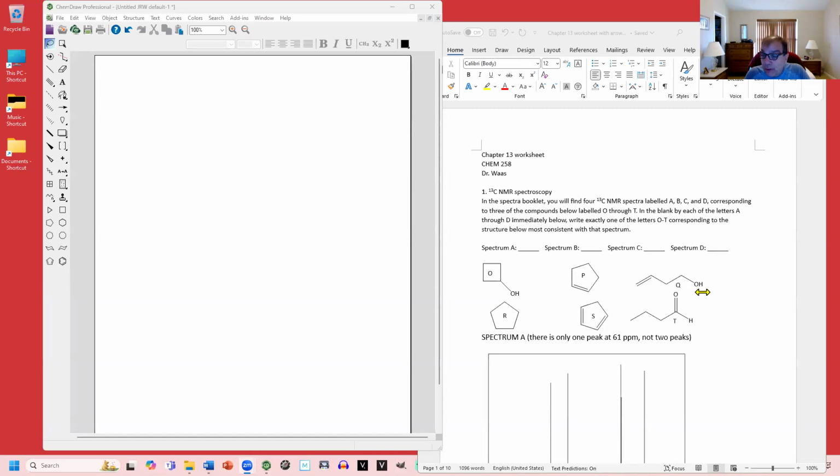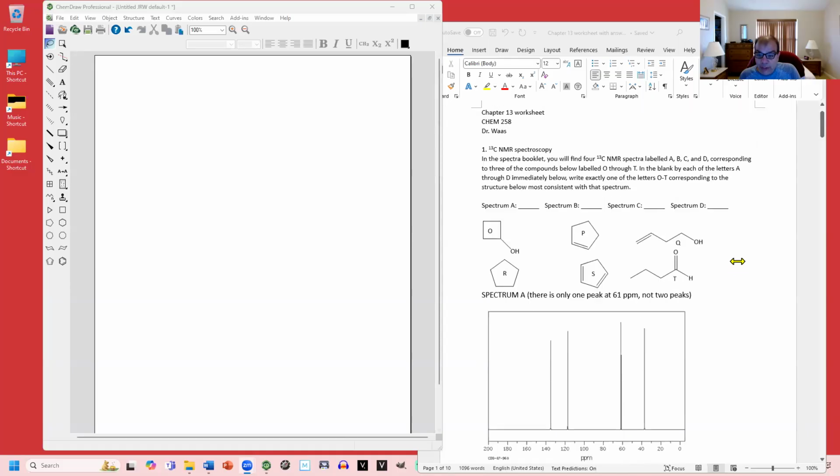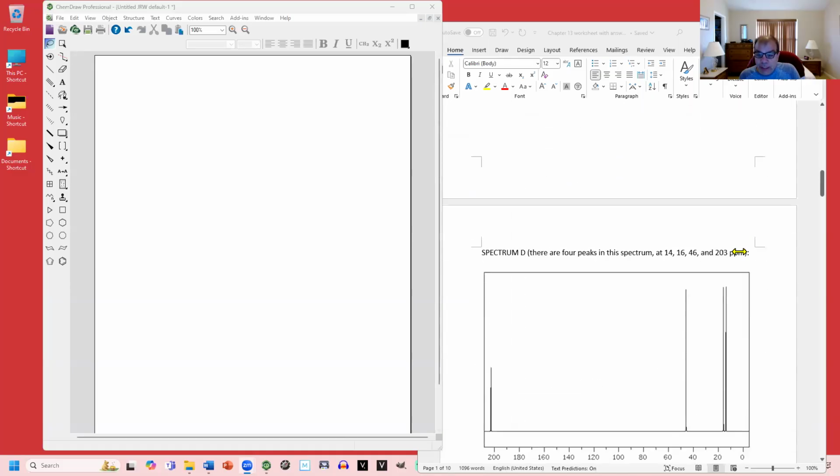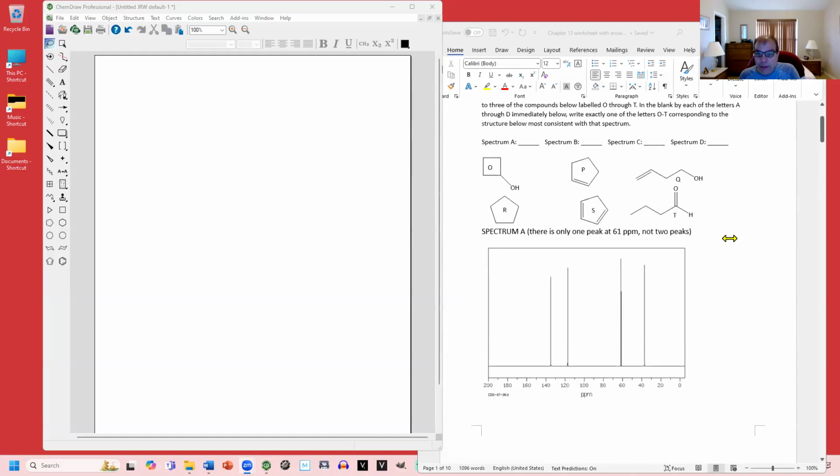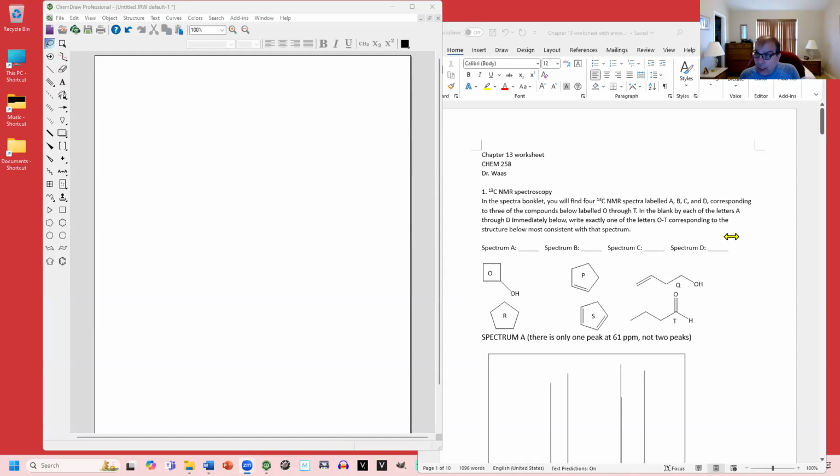So this question has a very similar format to that infrared question that we saw on the Chapter 12 worksheet, in which we're given 6 structures and 4 spectra. What we need to do is match each spectrum to the correct structure based on the chemical shifts, based on the number of chemically distinct types of carbon that are available, and we don't have integration or spin-spin splitting in carbon NMR, so that's pretty much all we have to go on. And in carbon NMR, that's generally sufficient.